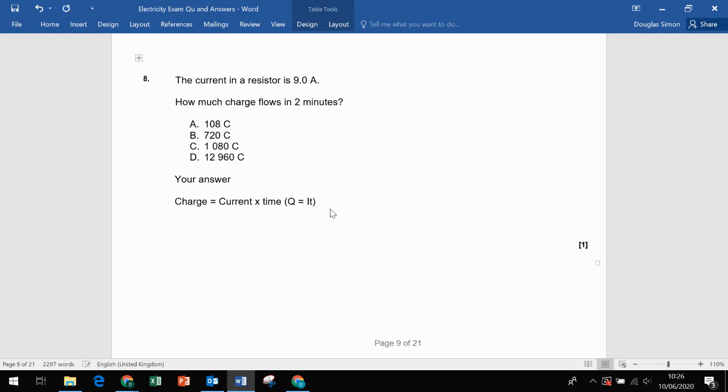So now we can work out our charge. So current times time, so that's 9 amps times by time. We don't want it in minutes, do we? We want it in seconds. So how do we convert to seconds? We times it by 60. Type all that in our calculator and we get 1080, which is C.